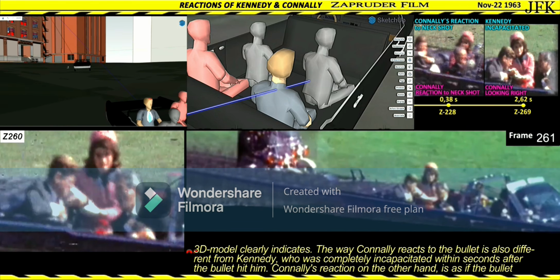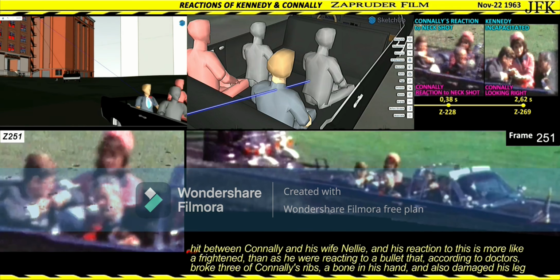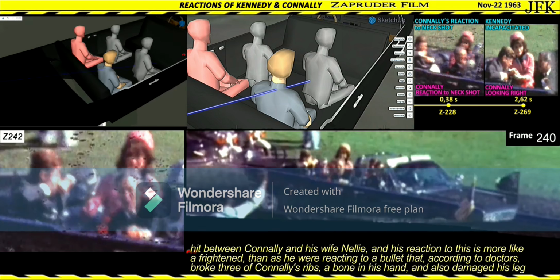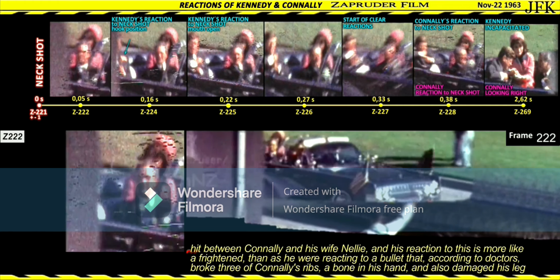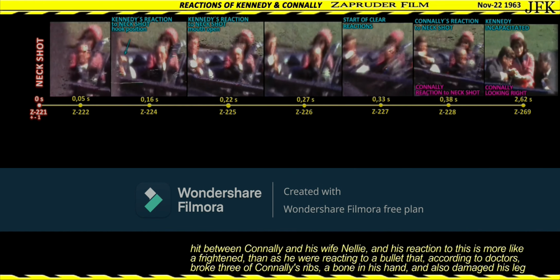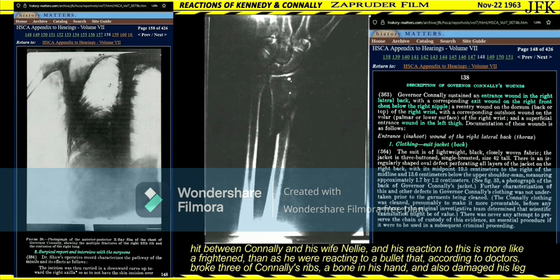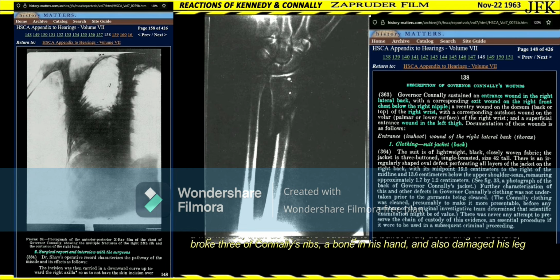Connolly's reaction, on the other hand, is as if the bullet had hit between Connolly and his wife Nellie, and his reaction to this is more like that of a frightened person than someone reacting to a bullet that, according to doctors, broke 3 of Connolly's ribs, a bone in his hand, and also damaged his leg.